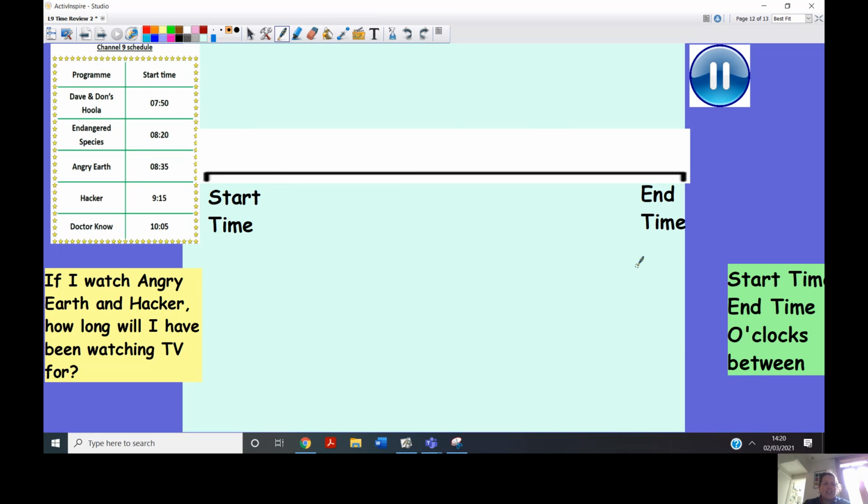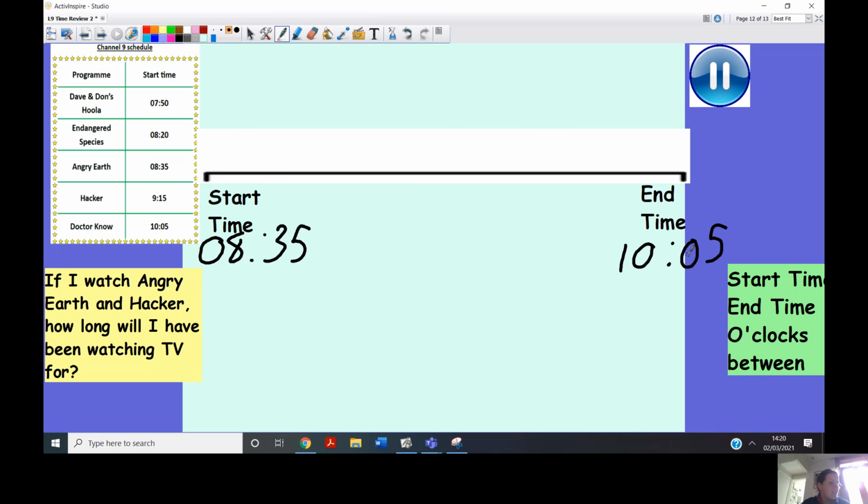Fantastic. Right, start time. Angry Earth starts at 8:35. Hacker ends at 10:05. Now, some people might think, oh, let me work out how long Angry Earth is and then how long Hacker is and then add them together. You could do that, or you could just do them in one block, which I think would be quite a lot easier. So first is finding those o'clocks in between.